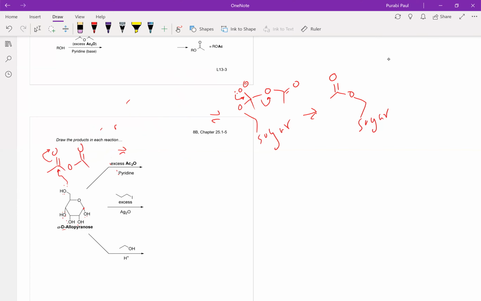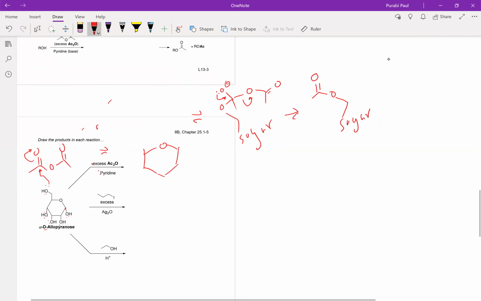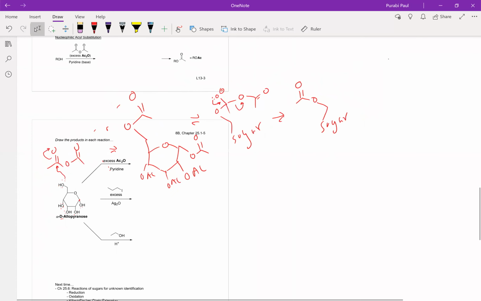I can draw the product. So you have the pyranose. Okay, so I'll just draw it out. So now it looks like this, right? And all the OHs look like that, okay? So all the OHs will look like that. So you could either draw that, or you could also write OAc, OAc, OAc, okay? So that's one way of protecting sugar, right?